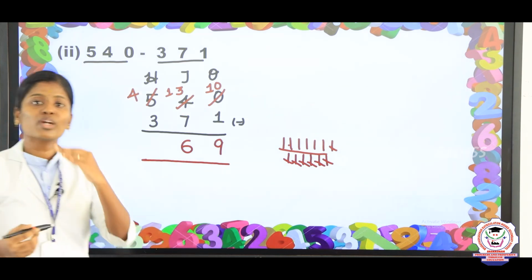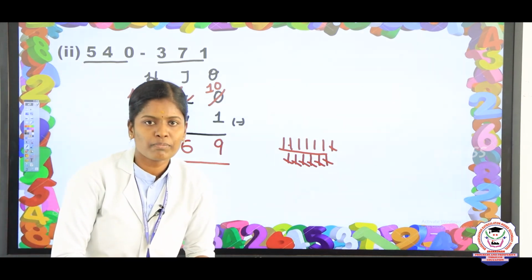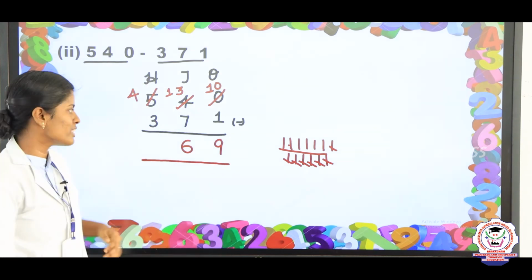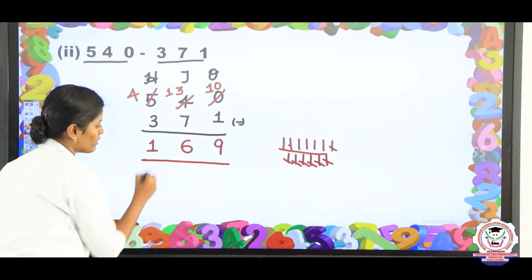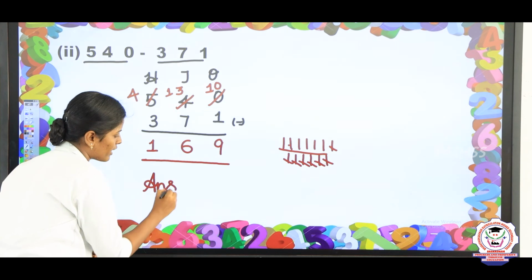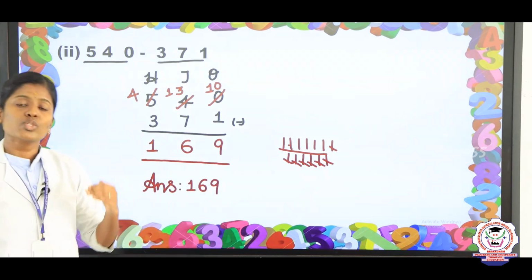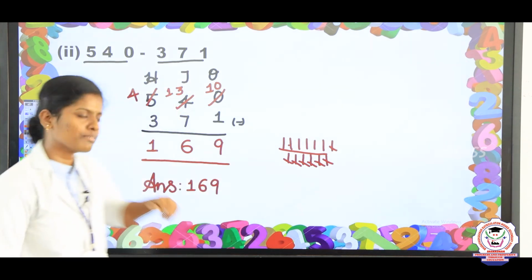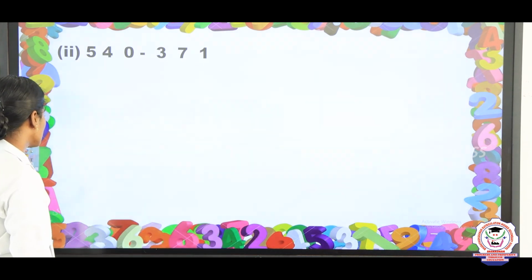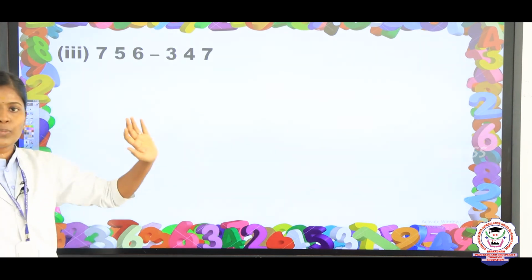Now tell me Anjali, what is the answer? 4 minus 3. Very good. 4 minus 3, the answer is 1. The final answer is 169. So we have another example. Today's our last question. Listen here.